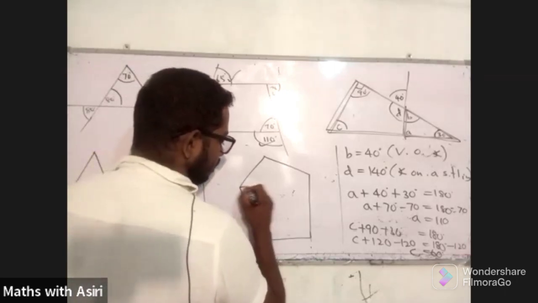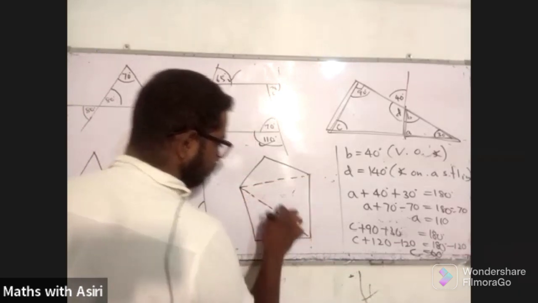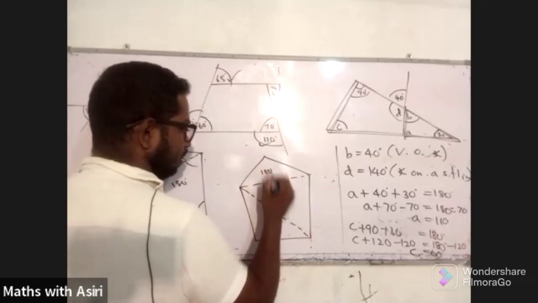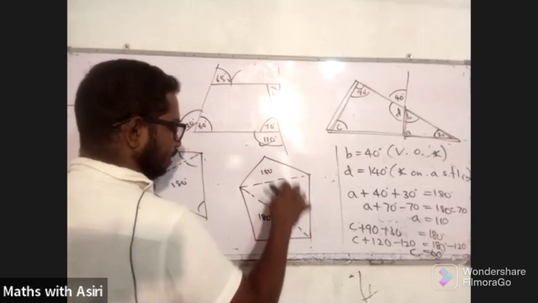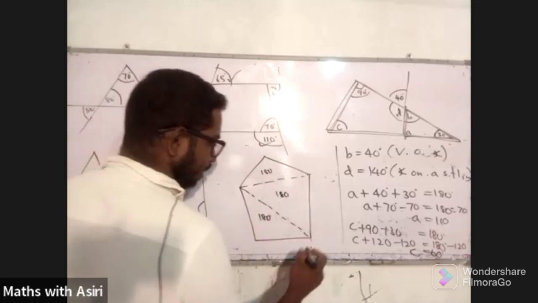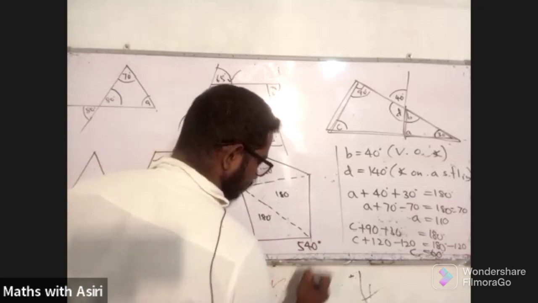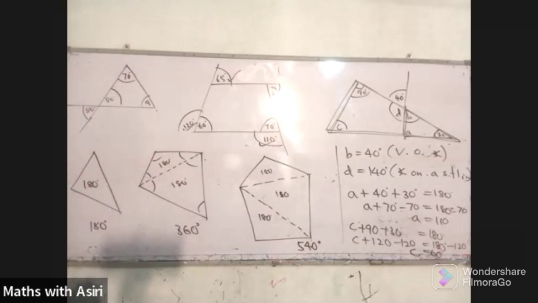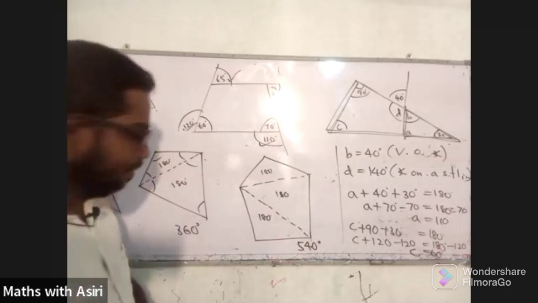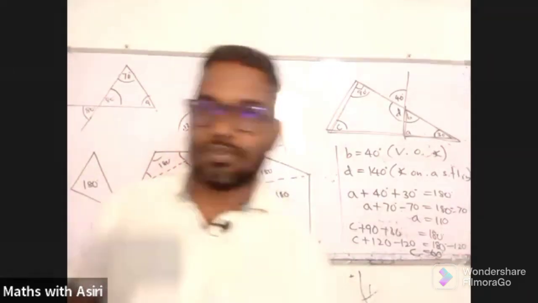Again, for the pentagon: 1, 2, 3 triangles. 3 of 180 means 540. The sum of interior angles is 540. This is 180 for the triangle. Then remember that here they ask about the sum of the interior angles of a quadrilateral.